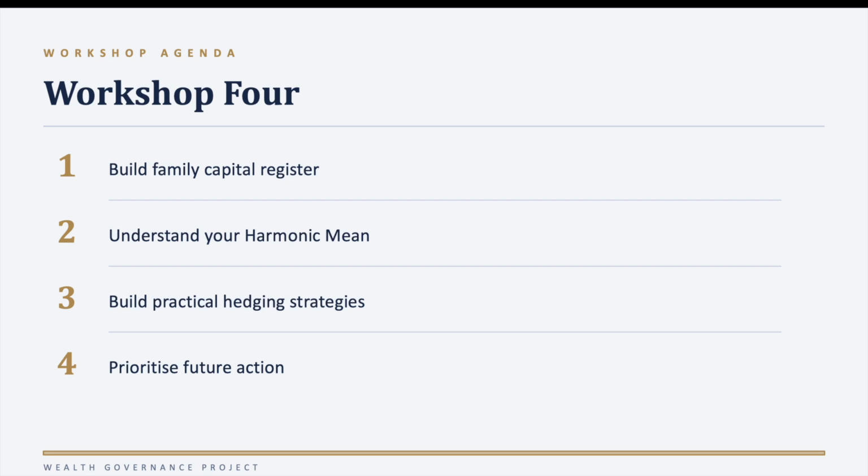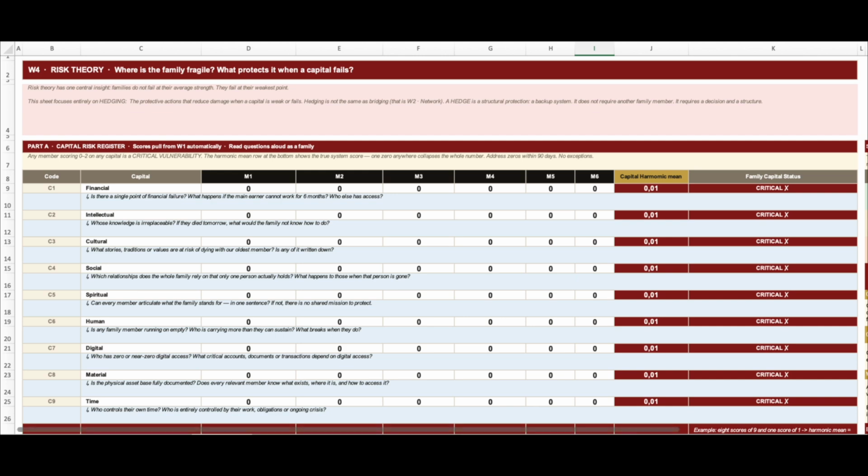Let's begin. Part A. Capital Risk Register. The first part of this workshop is your Capital Risk Register. Unlike Workshop 1, you won't be rescoring the 9 capitals. Those scores have already been carried forward automatically. Today, you're looking at them through a different lens. Not, how strong are we? But, where are we fragile?